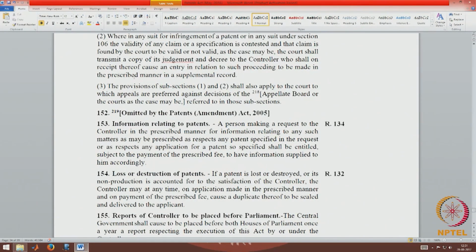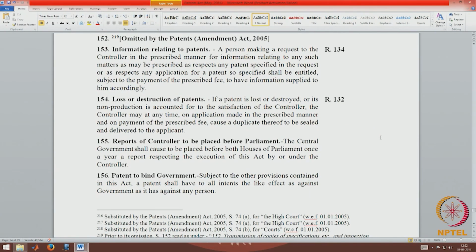And 153 broadly deals with information relating to patents. The corresponding rule is Rule 134, where a person can approach the patent office for information relating to patents. There is a procedure to do that, and all the information that is meant to be public, like we saw that after the publication of a patent application, you can get copies of the complete specification and other documents. So those documents, or information pertaining to those documents, can be obtained from the patent office by payment of a required fee.